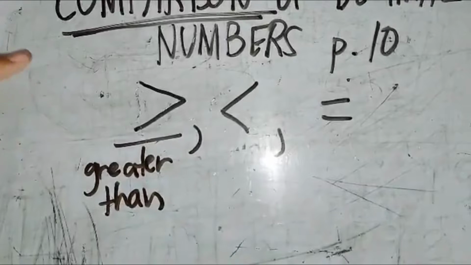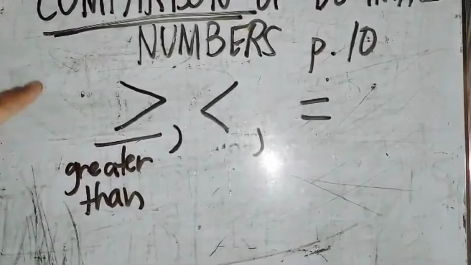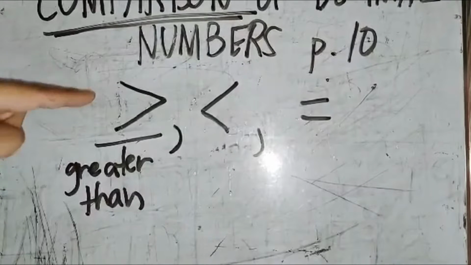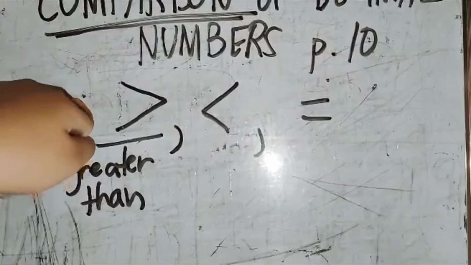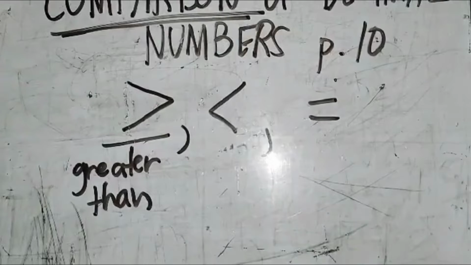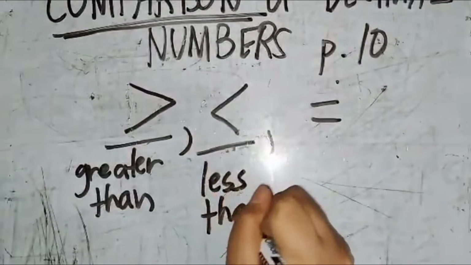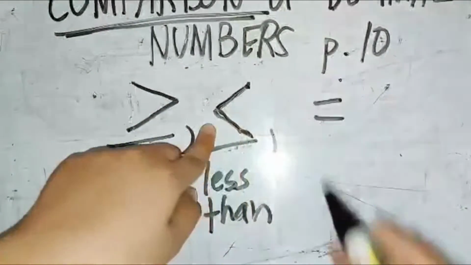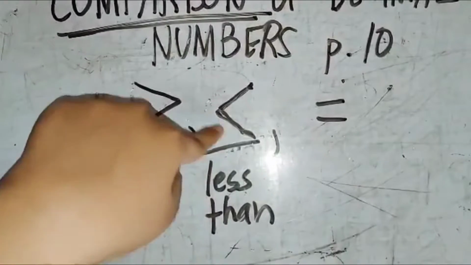Kung saan pinakamadali, pinaka-kindergarten na explanation dito, kung saan nakanganga yung bibig, or yung crocodile's mouth, ang tawag pa nga sa kinder, kung saan nakanganga yung bibig, yun yung malaking number. Yun yung mas malaking value. Ano? So, yun lang ang logic nun. And then this one is less than. Pag nakita nyo ay nakatalikod, less than. Pag nakaharap, greater than. Pag nakatalikod yung bibig, less than.